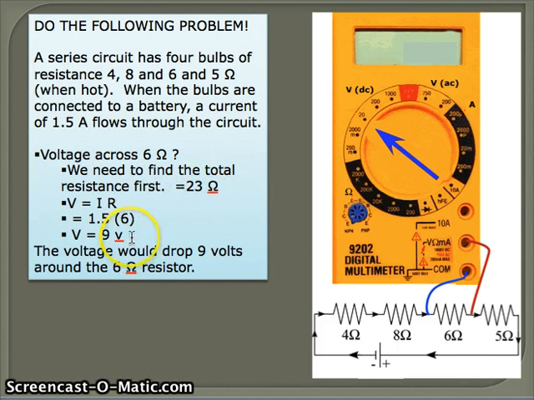Then we could find the voltage of the battery. Okay, how much voltage did we have? But honestly, we don't need to. The voltage drop across that 6 ohm resistor would be just the current of 1.5 times its individual resistance itself to be 9 volts. No matter what it had in the beginning, it's going to drop 9 volts across that 6 ohm resistor.